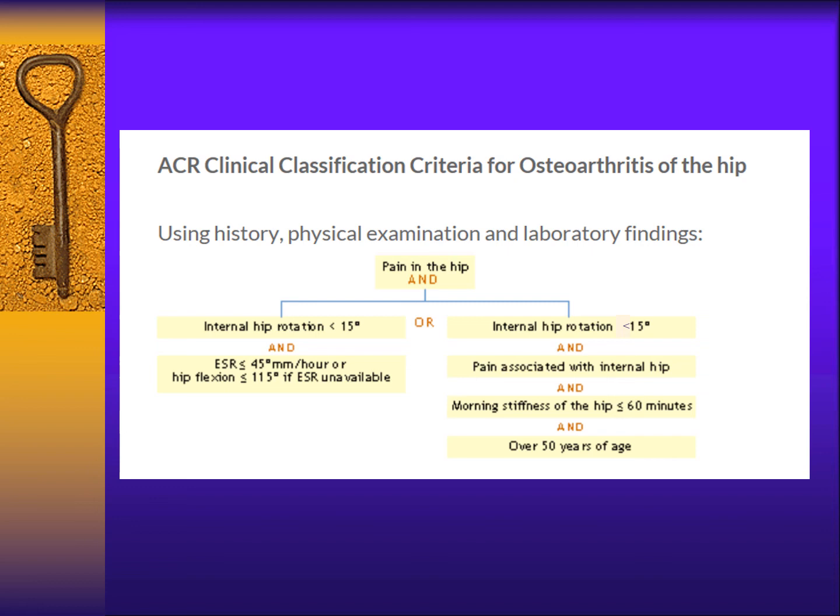And so be familiar with these criteria. I think they're important because you could get radiographic findings, especially those grade 1 or grade 2 Kellgren and Lawrence scales. And we want to determine, is that clinically significant? And this particular criteria helps us do that.